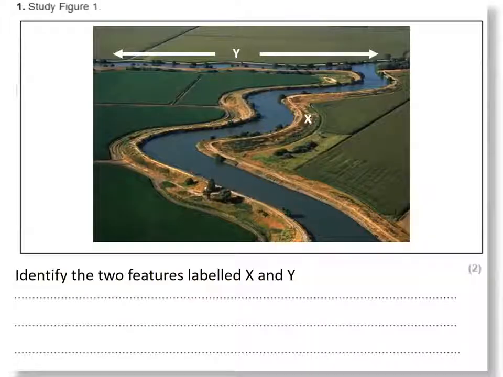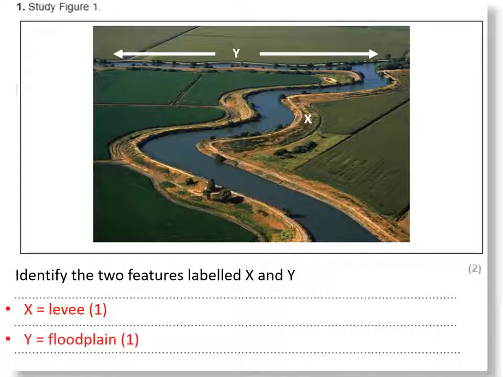Quick challenge here. Identify the two features labeled Y and X. Pause the video. X was a levee right on the edge, the river bank, and Y was the large area to the sides of the river that was the floodplain.